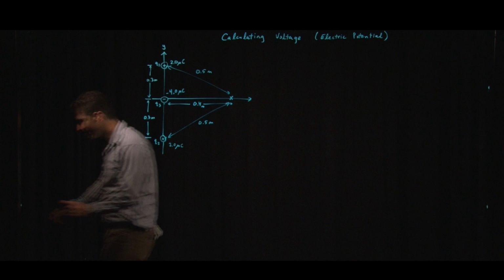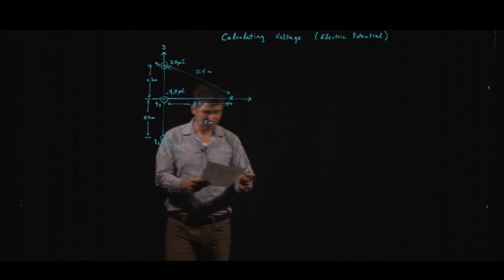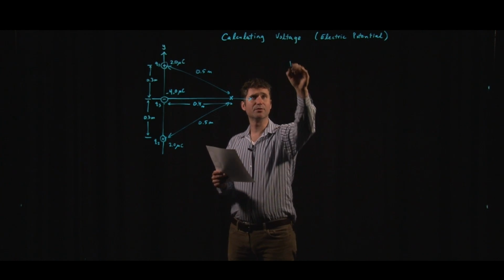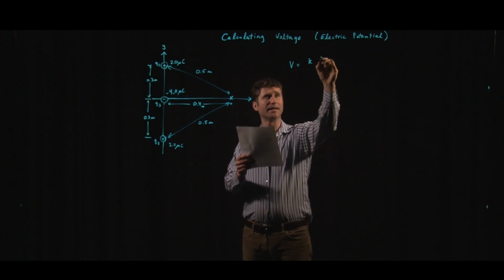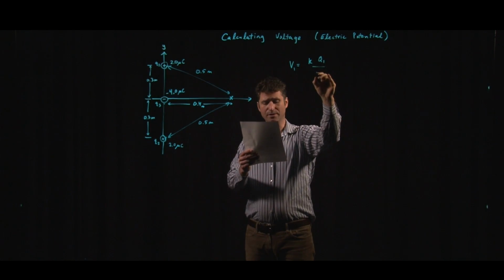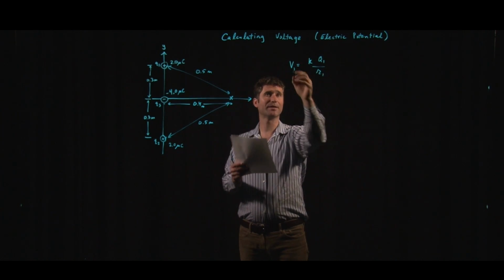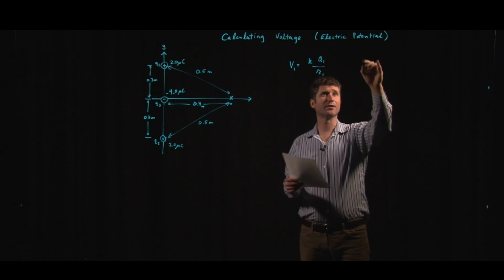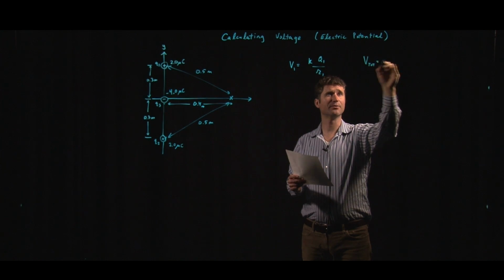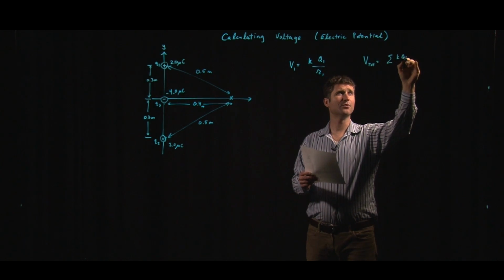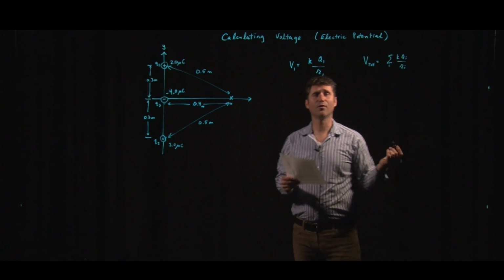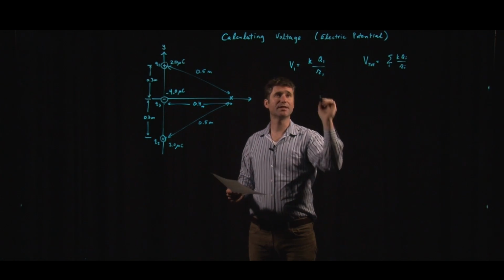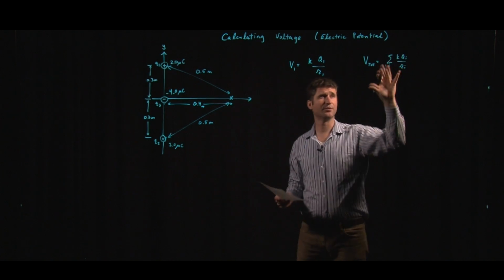We can simply write that the voltage contribution from each charge is V equals K times Q1 over R1. We can also generalize this: if we wanted to compute the voltage from multiple charges, V total is equal to the sum of K Qi over Ri, and we sum over all the charges. So this is for the voltage around a single charge, and this is the voltage around many charges.